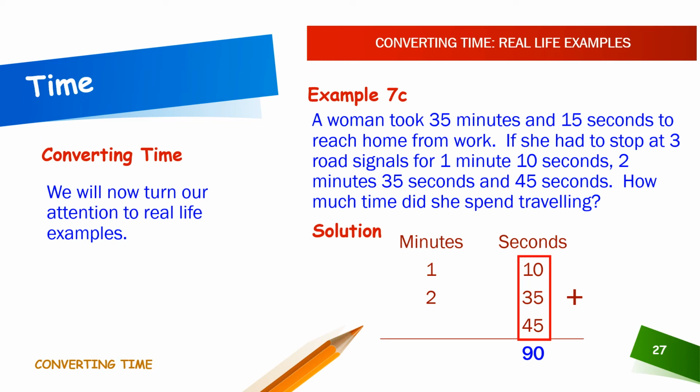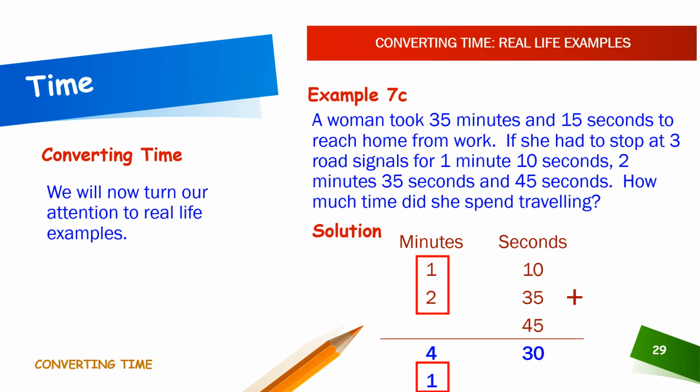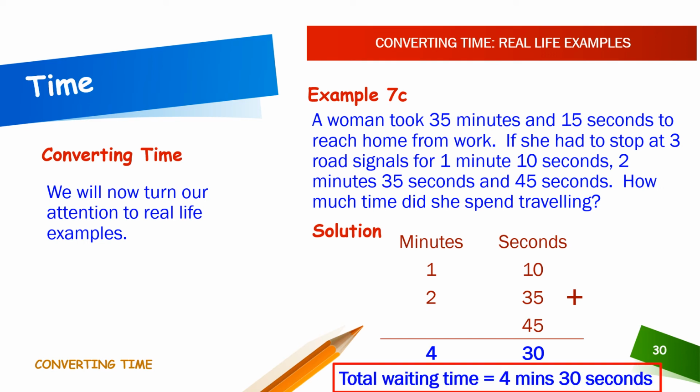So we add the seconds first. 10 plus 35 plus 45 equals 90. So 90 seconds is equal to 1 minute and 30 seconds. We leave the 30 seconds in the seconds column and carry the 1 minute over as shown. And now we add the minutes to give 1 plus 2 plus 1 equals 4. Therefore, the total waiting time is 4 minutes and 30 seconds.